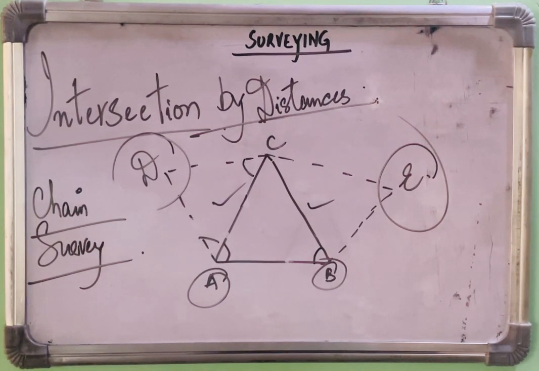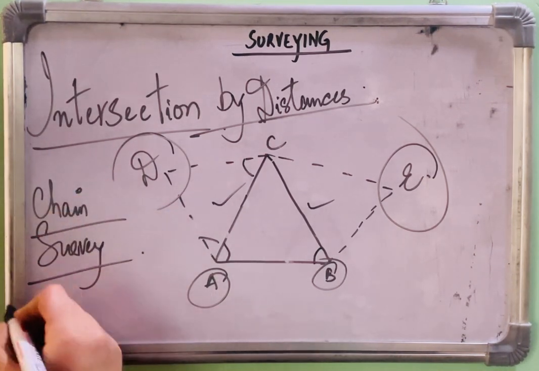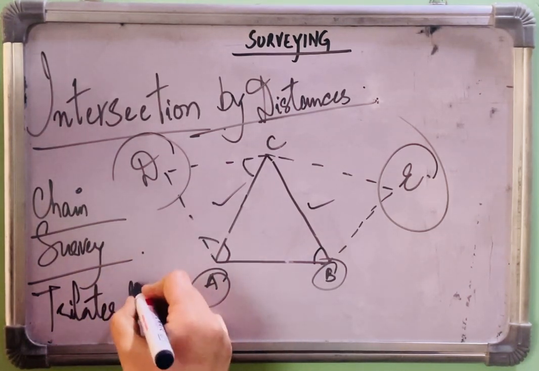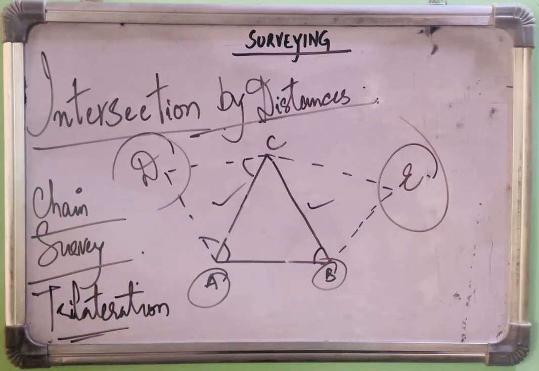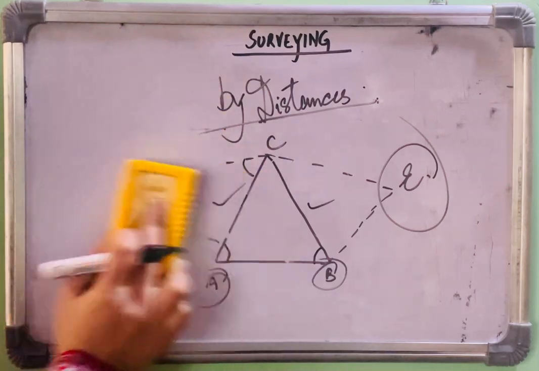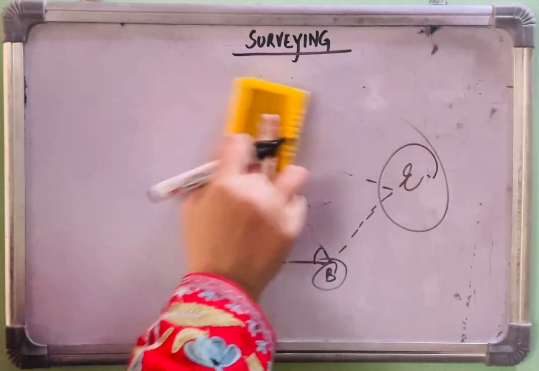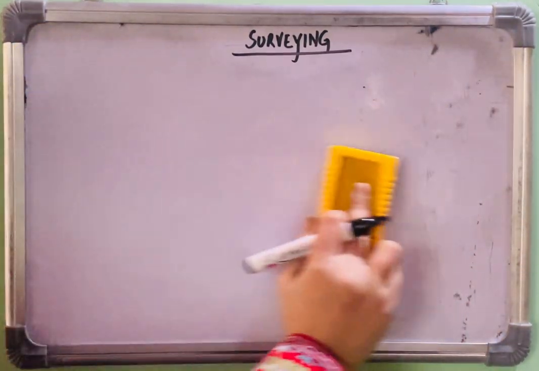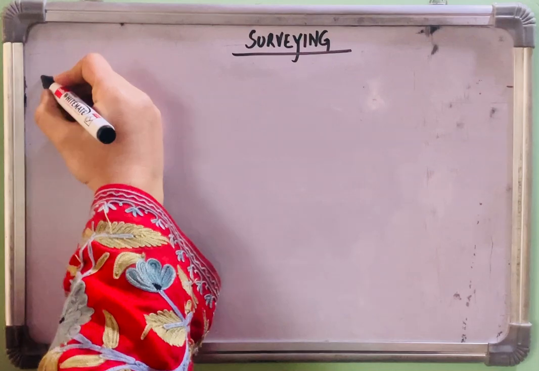See, modern trilateration survey, in which we use EDM for measuring horizontal distances, is also based on the method of intersection by distances. So chain surveying and trilateration survey, in which we use a modern EDM instrument, are also based on the method of intersection by distances. This was the first method by which we can fix the position of a point in a horizontal plane. The next one is angle and distance method.